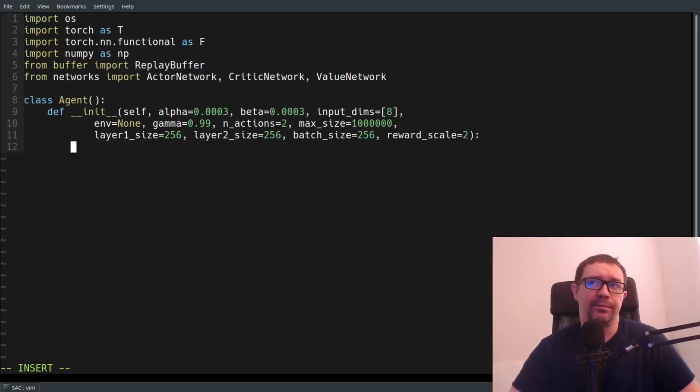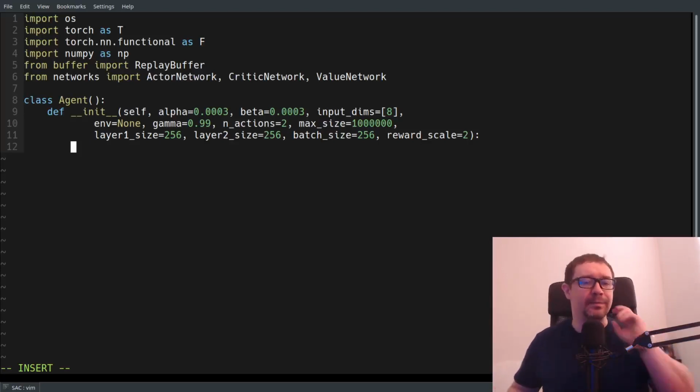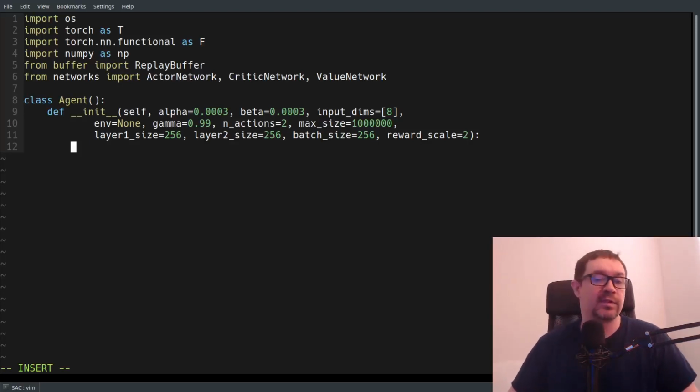So the reward scaling is how we're going to account for the entropy in the framework. Basically, we're going to scale the rewards in the critic loss by some factor, in this case 2, because that works for our environment. The authors experiment with a wide variety of reward scaling factors, and that is going to depend on the number of action dimensions for your environment. So we have a simple environment for this tutorial, so a reward scale of 2 is sufficient.